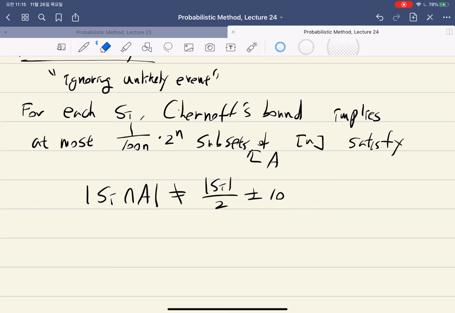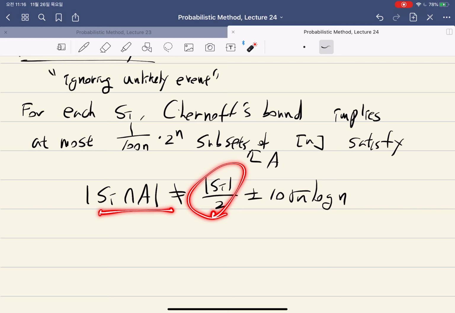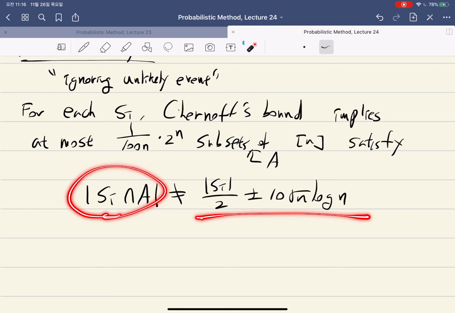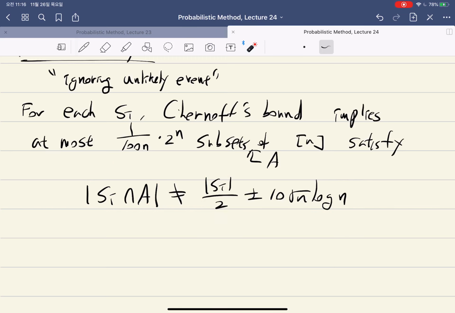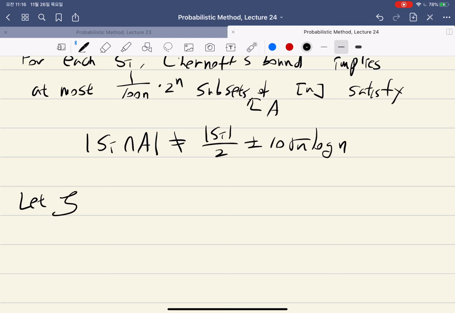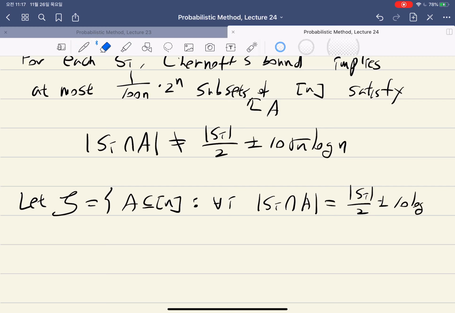So maybe we write the log square root of n first. By Chernoff, we know that this is the expected size of this if A is chosen at random. You add this error term, then you apply the Chernoff bound, and you can measure the probability that this is not within this range. And that actually translates to counting: at most that many subsets satisfy this. So let's define script S to be the set of A, subsets of [n], such that for all i, Si intersection with A is as expected.